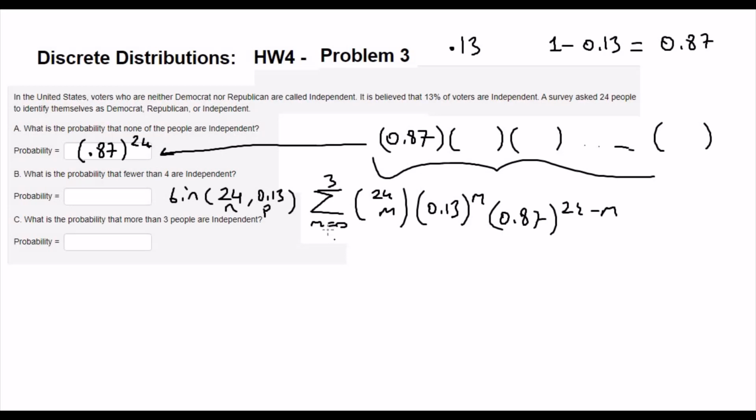So if you plug into your calculator 0 to 3, 24 choose m times this function, you're going to obtain 0.618781. So that's going to be the answer.